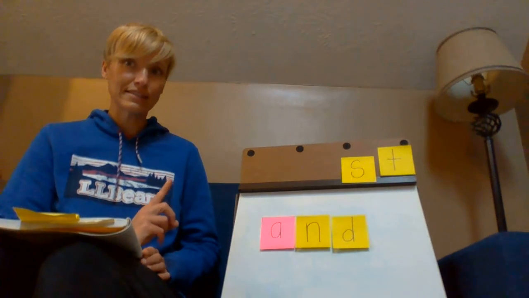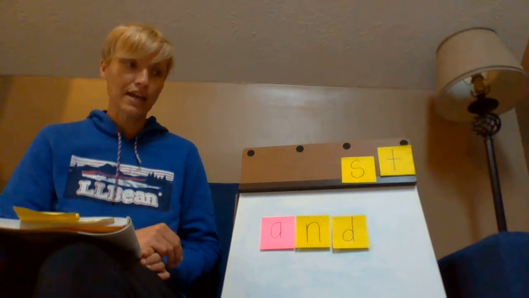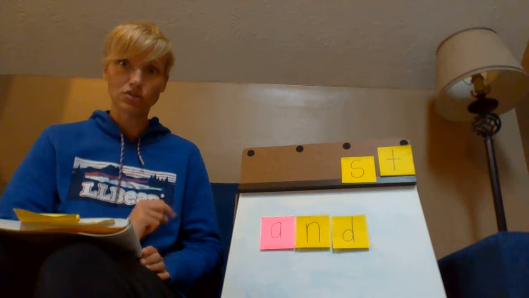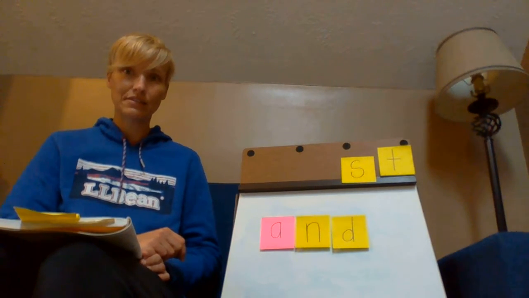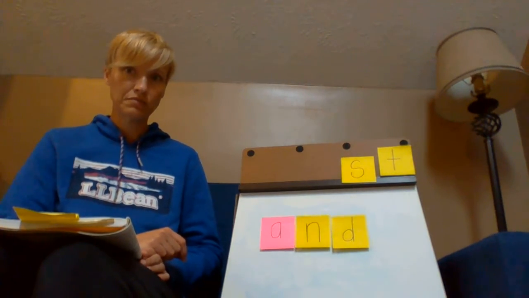Listen to the first sound, D. Listen to the last sound, D. And listen to my hint about the vowel being in the middle. And you should get this one. I'll give you some time to think. Dan. Move your letters around to make Dan.